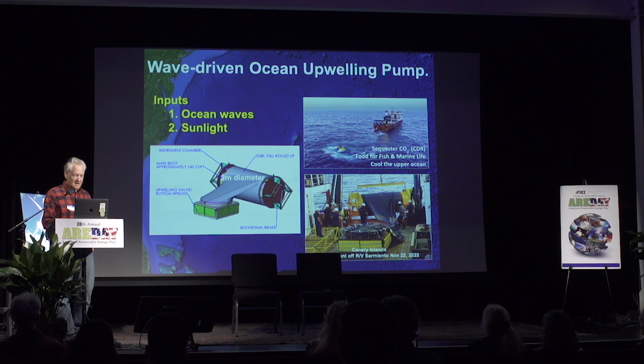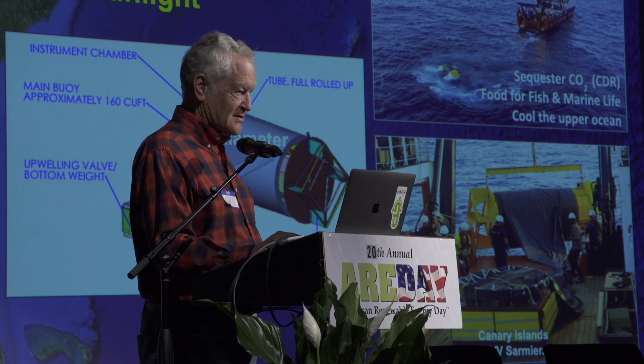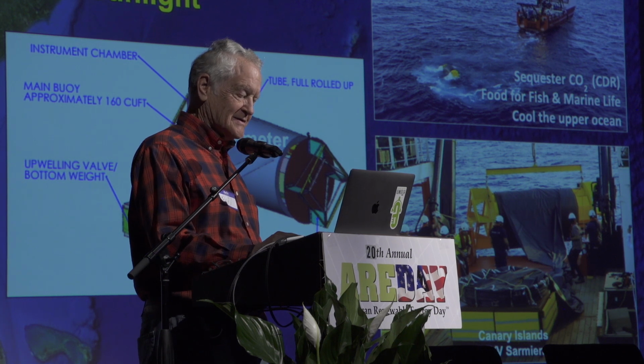The bottom weight is heavy, sinks, fills the tube with water, and when it's fully unspooled, then the tube is full of water and the entire unit bobs up and down on waves, and that valve opens and closes and forces water up the tube. So this is how you get critical nutrients from the mid and deep ocean up to the surface, to the sunlit zone, where you trigger photosynthesis and grow phytoplankton.